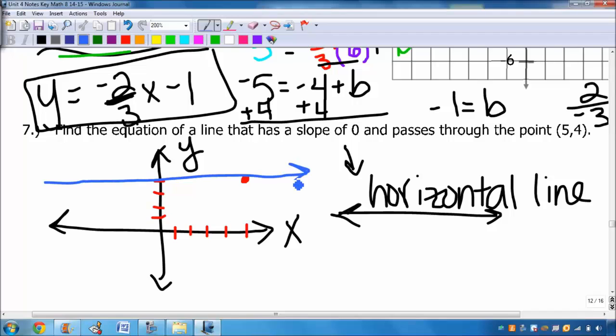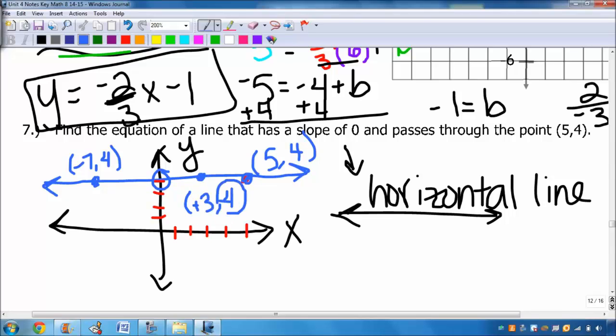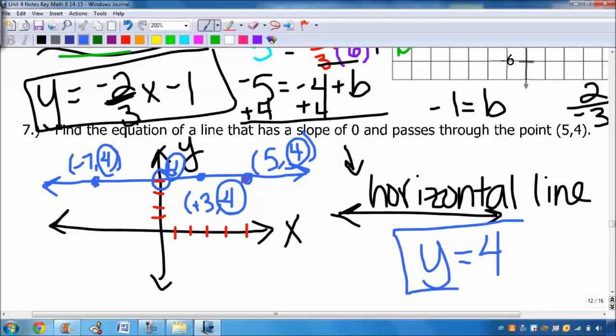Well, if you notice, it crosses the y-axis at 4. Also, if you notice, this coordinate right here is 5, 4. If I were to figure out this coordinate right here, just a random coordinate on the line, it would be like negative 7, 4. This coordinate right here is like 3, 4. If you notice, all of the y values here are all 4. So the equation of your line is simply y equals 4.